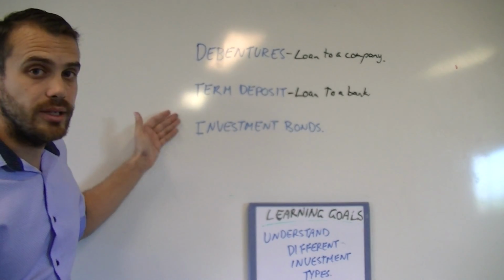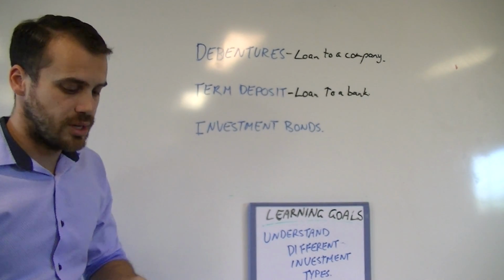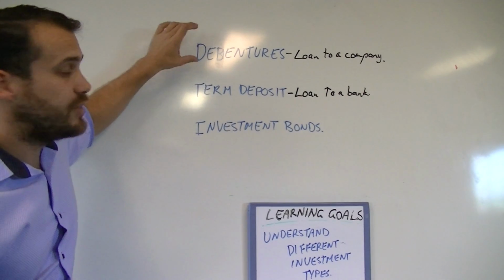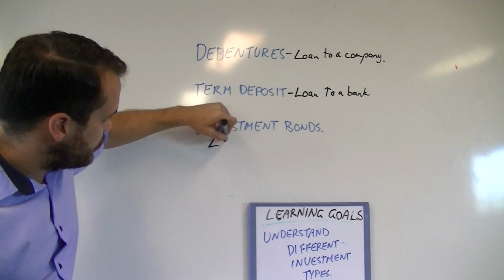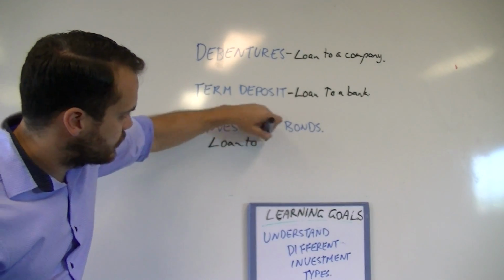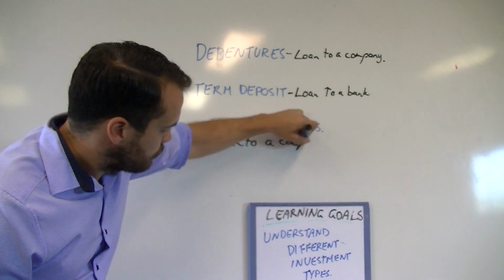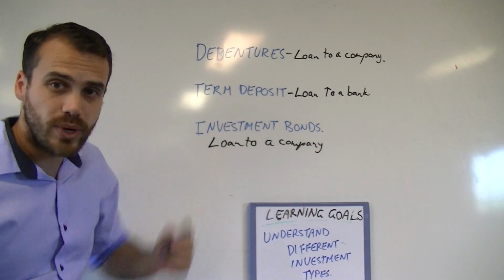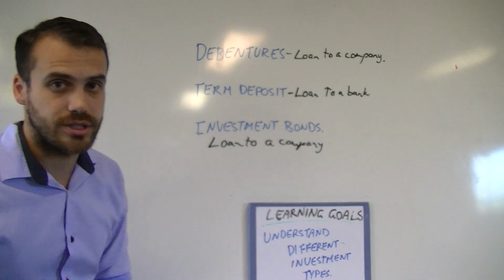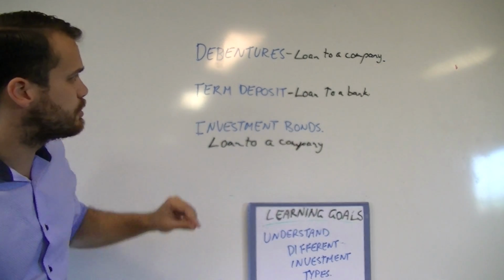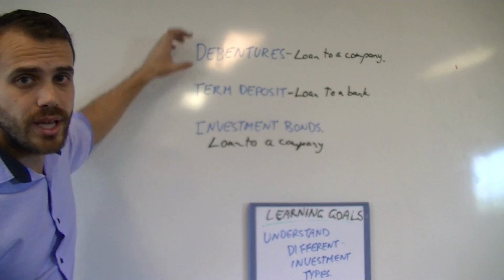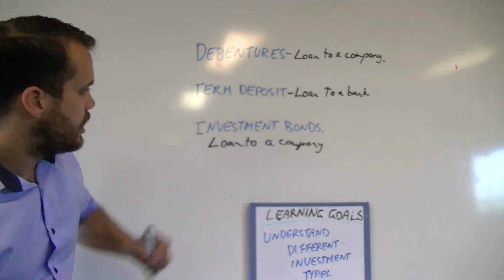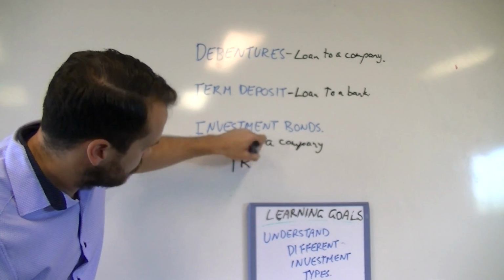This last one here, investment bonds. Investment bonds are very much like debentures. They're really just a loan to a company. So in that way, they're identical to debentures. The only difference between an investment bond and a debenture is this. They are tradable.